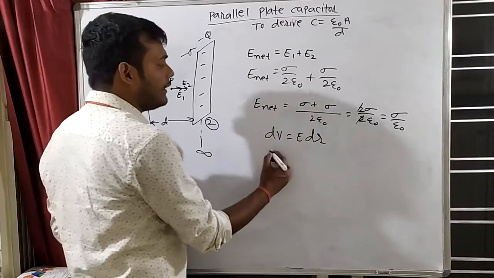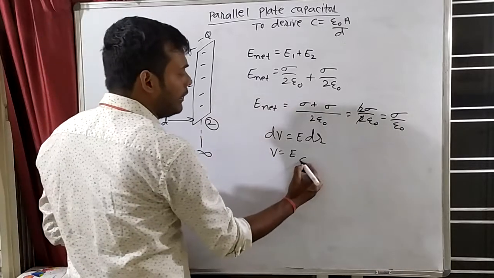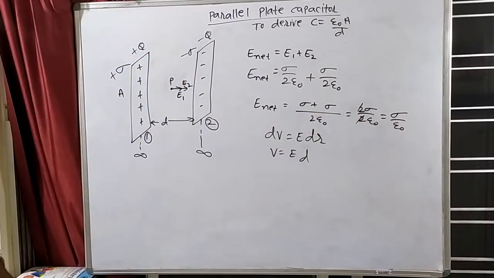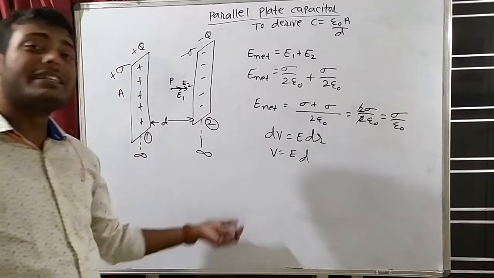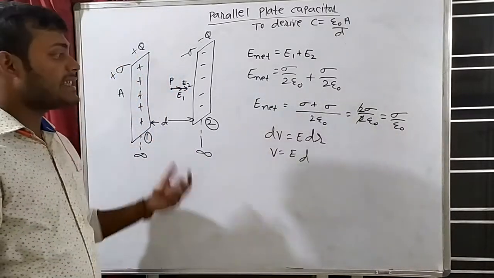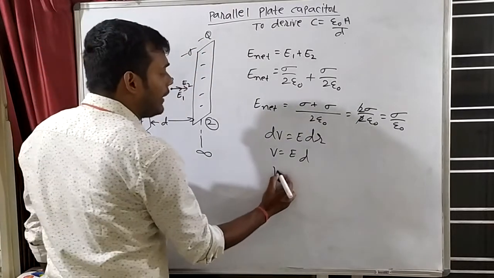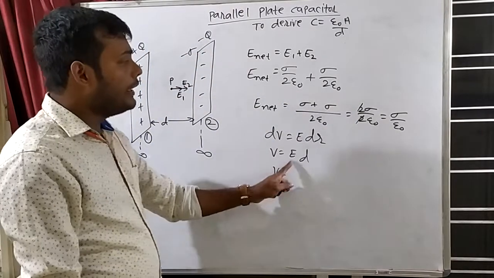So if you take the integration, this will be V is equal to E into D. What is V? Potential difference. What is E? Electric field. And D is the distance between the plates. Clear?